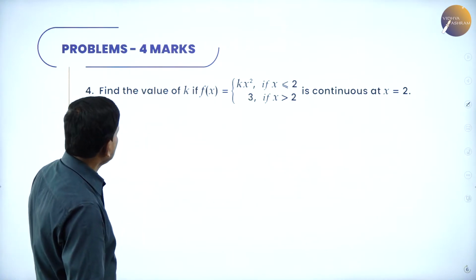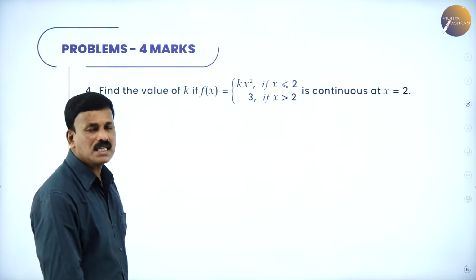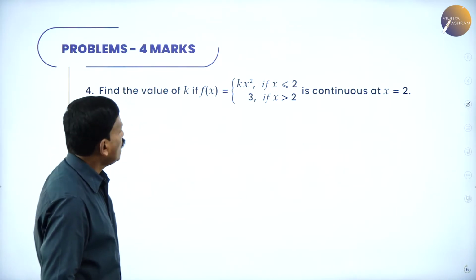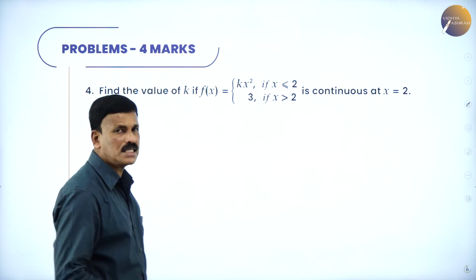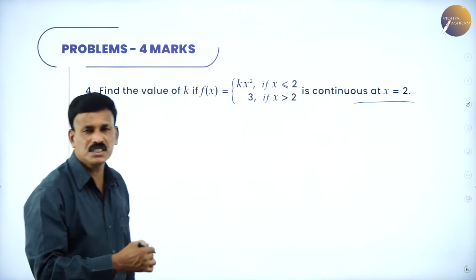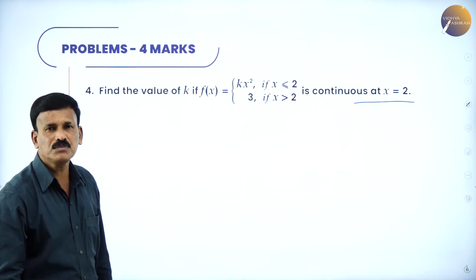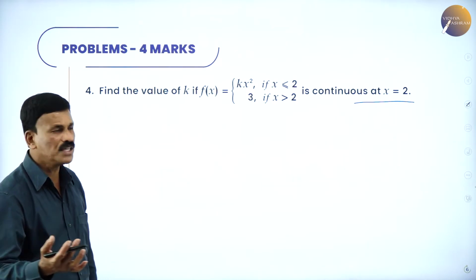Same type. Find the value of k if f of x is equal to kx square, if x is less than or equal to 2, and 3 if x is greater than 2, is continuous at x is equal to 2. Again this is given to be continuous. So it is given the function is continuous means straight away you can put left hand limit is equal to right hand limit is equal to functional value.